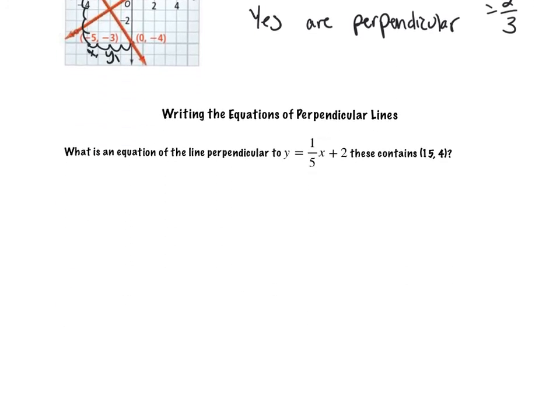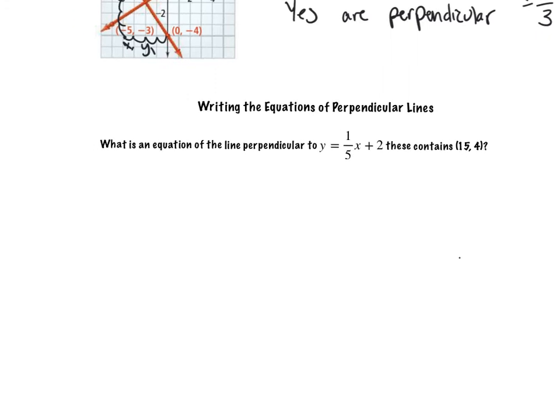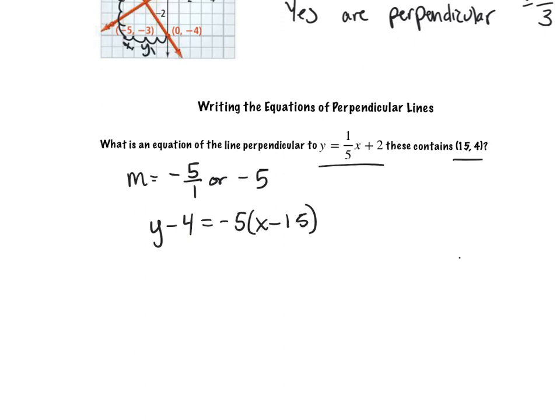So what's the equation for the line perpendicular to y equals 1/5 x plus 2 that contains the point 15, 4? I want to figure out what my new slope is: the negative reciprocal, 5 over 1, or I could just say negative 5. So I use point slope form again: y minus 4 equals negative 5 times x minus 15, and there is my equation for the line that's going to be perpendicular through that point.